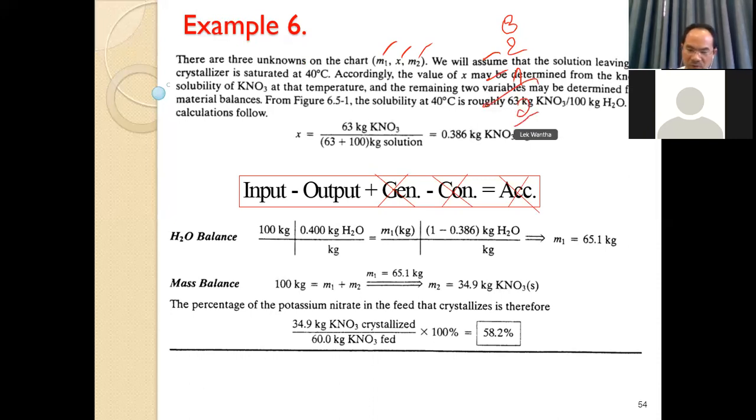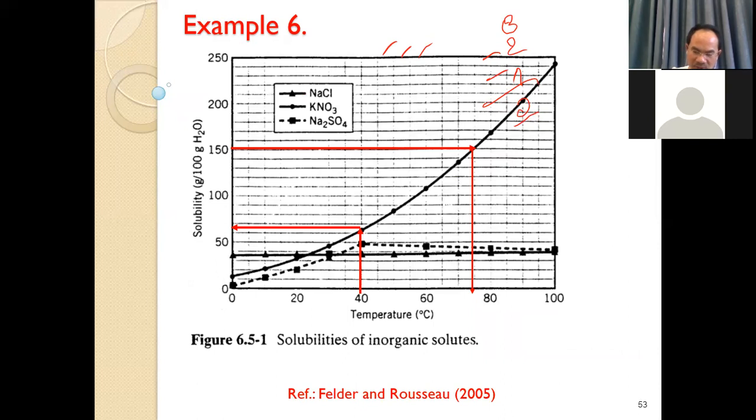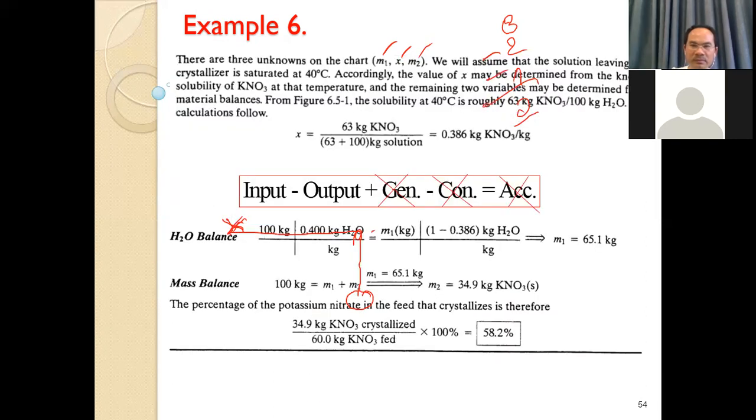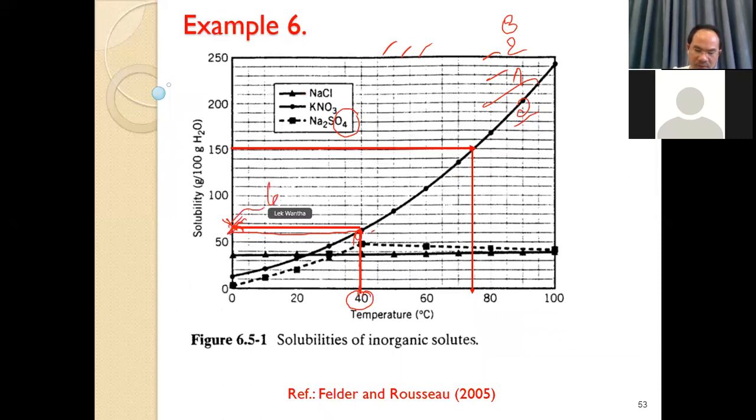Why do we know the solubility? Because you know the temperature. The output temperature is 40. At 40 Celsius, you can calculate the composition at saturation. You know this is the concentration, or the ratio of potassium nitrate per water, about 63. This is 63 grams of potassium nitrate per 100 grams of water, at this point.